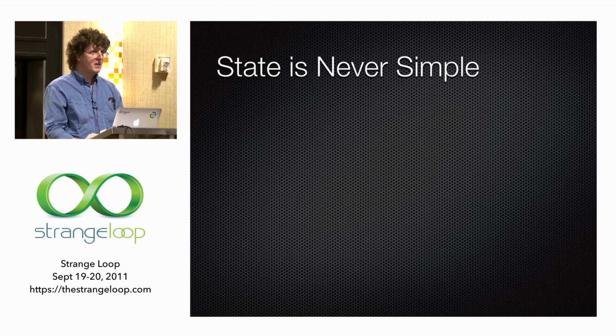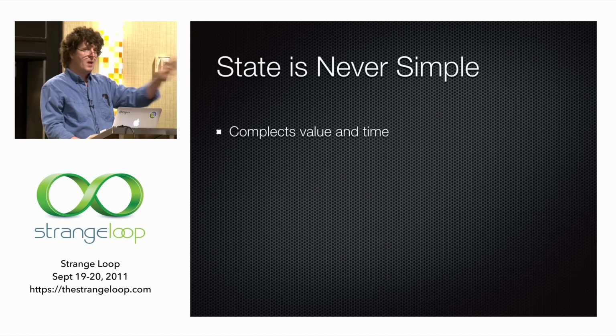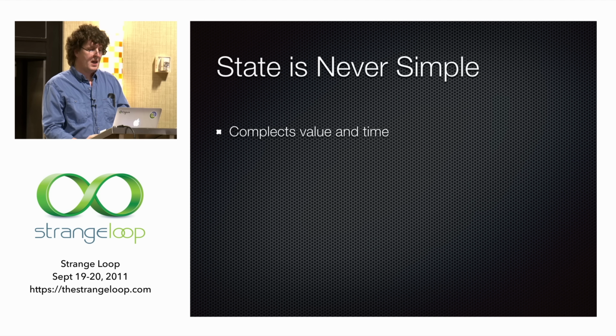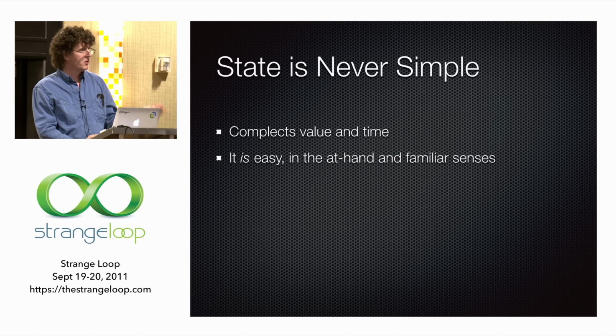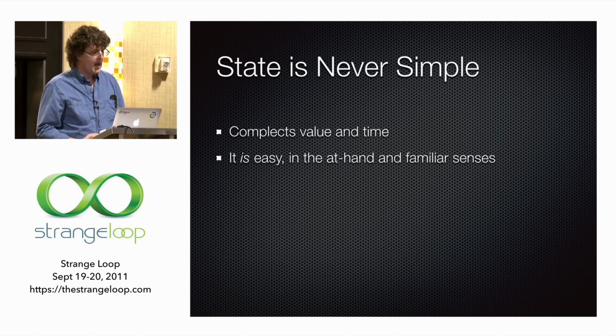Because it has a fundamental complecting that goes on in its artifacts, right? It complects value and time. You don't have the ability to get a value independent of time. And sometimes not an ability to get a value in any proper sense at all. But again, it's a great example. This is easy. It's totally familiar. It's at hand. It's in all the programming languages. This is so easy. This complexity is so easy. And you can't get rid of it.